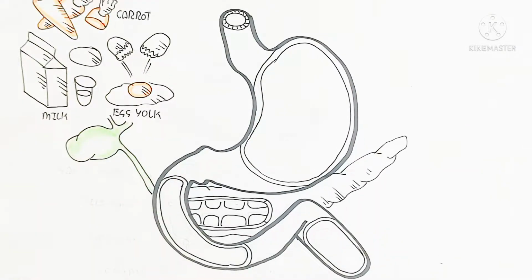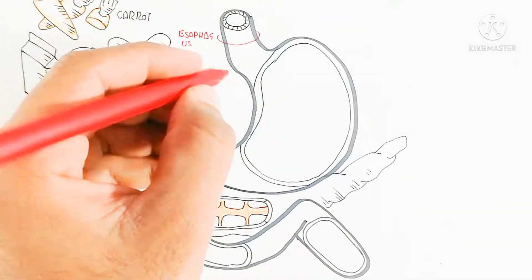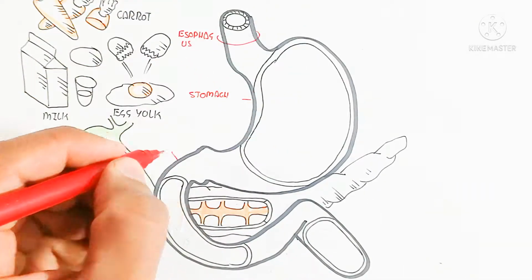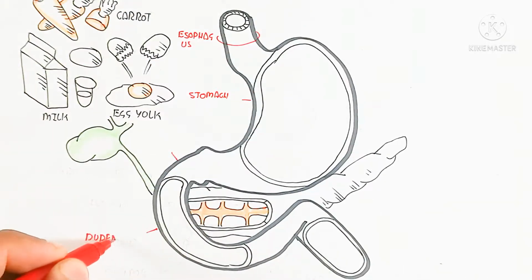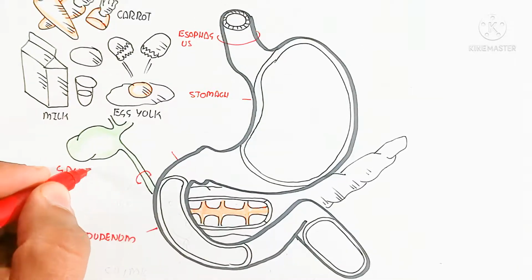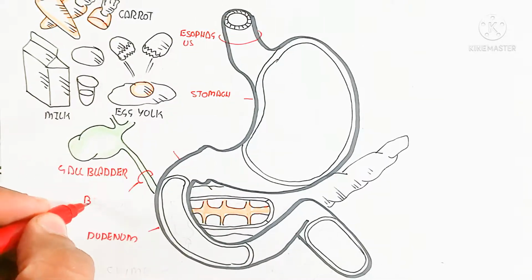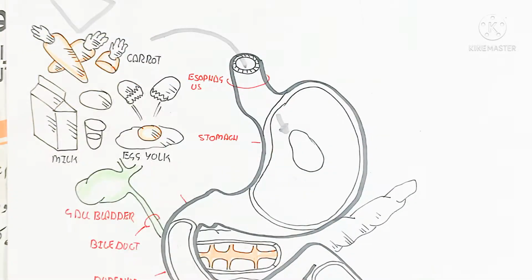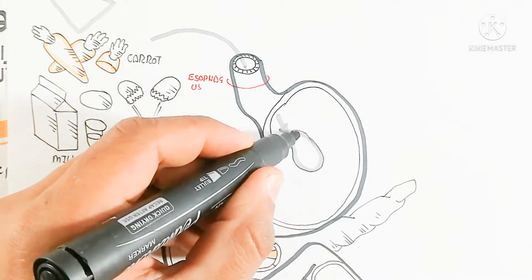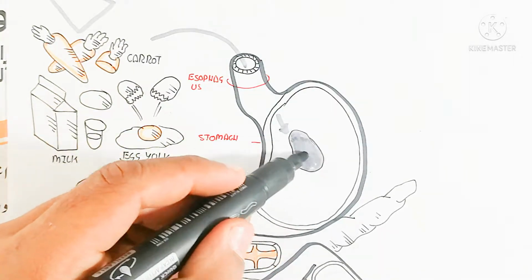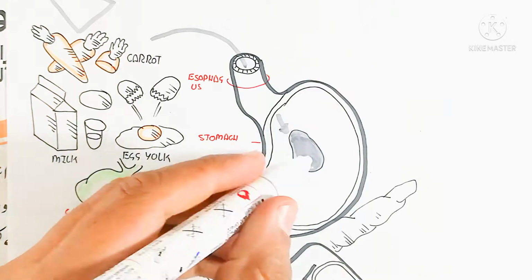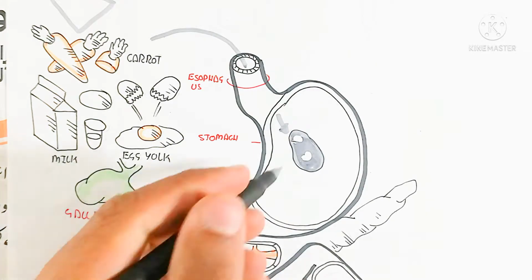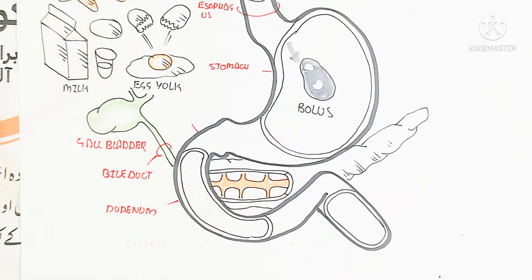So here I am drawing the digestive tract, which contains the pancreas, duodenum, and this is the esophagus, stomach, and this is the duodenum. The duodenum is used for the absorption of vitamin A with the lipid. So here is the gallbladder and bile duct. When food enters the stomach after chewing, after mastication, it becomes a bolus.